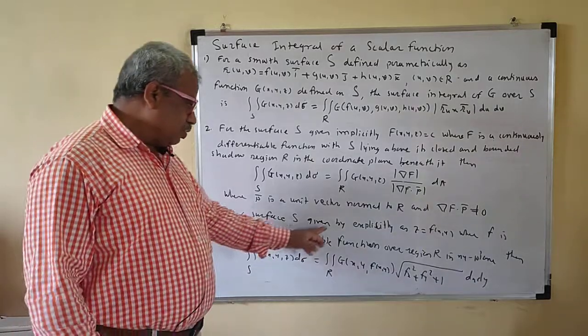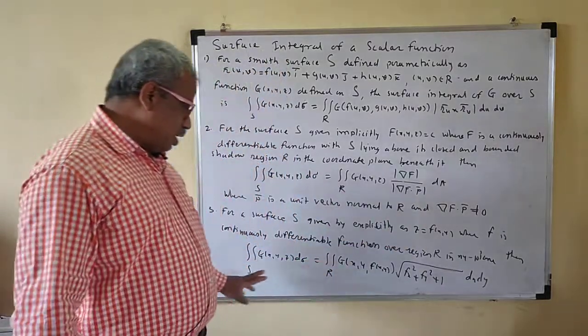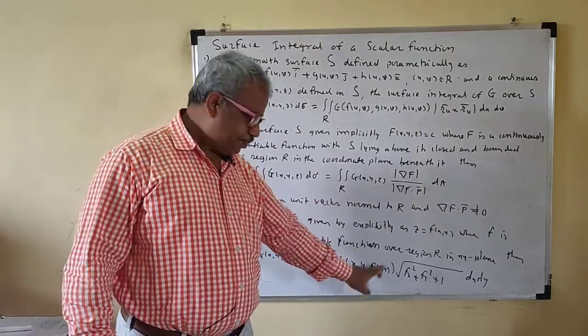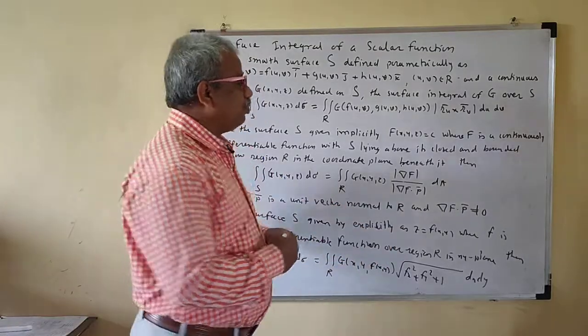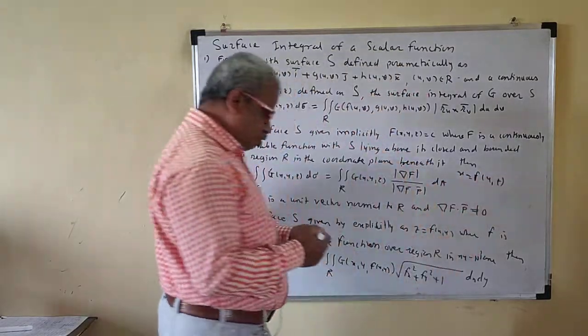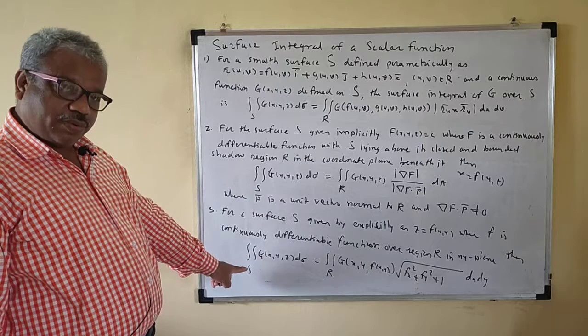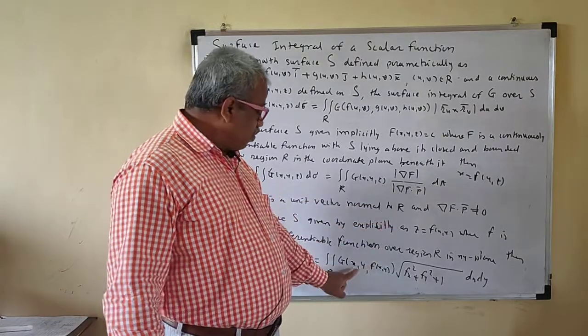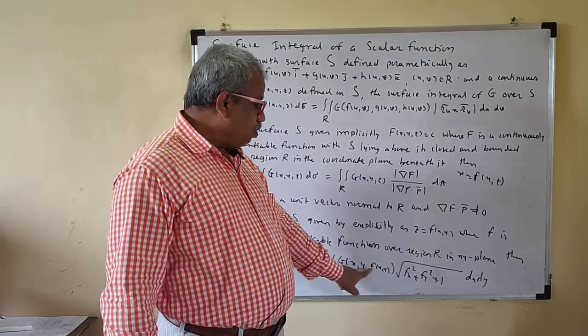Suppose z is equal to f of x, y. Then what do you have to change here? Your z is nothing but f of x, y. If x is equal to f of y, z, then you have to change the formula. This is the surface integral of g, where x is in terms of y, z, so this is f of y, z here.